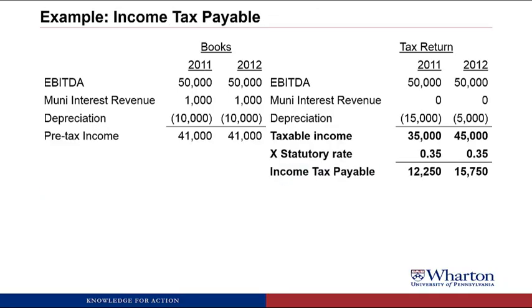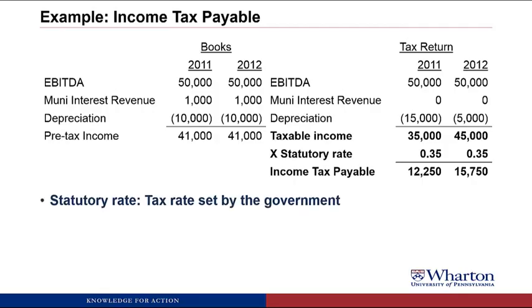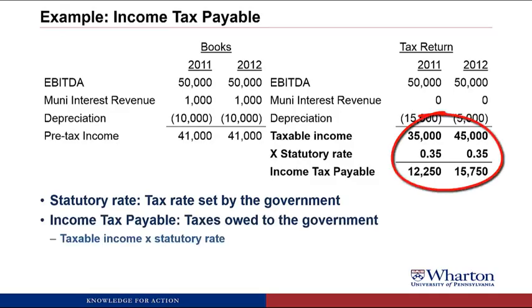Once we have taxable income, we can calculate income tax payable, which is the money that we owe the government in taxes. So we take taxable income times the statutory tax rate. When we say the statutory tax rate, that's the tax rate set by the government. So whatever the government dictates the tax rate is for corporations. So in the US right now, the tax rate for corporations is 35%. So if this was a US company, you would take taxable income times the statutory rate to get income taxes payable. These are the taxes that you owe to the government.